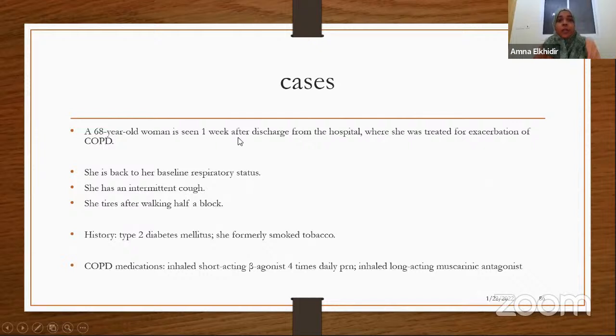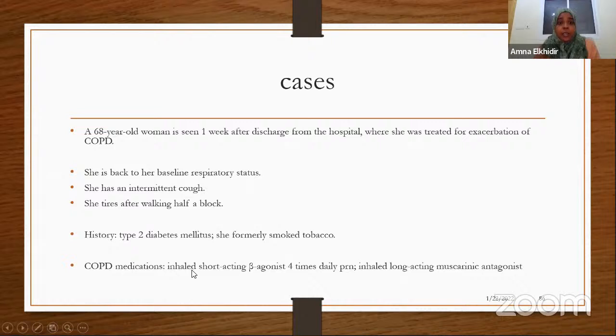A 68-year-old woman is seen 1 week after discharge from the hospital, where she was treated for an exacerbation of COPD. She is back to her baseline respiratory status. She has an intermittent cough. She tires after walking half a block. She has a history of diabetes and formerly smoked tobacco.